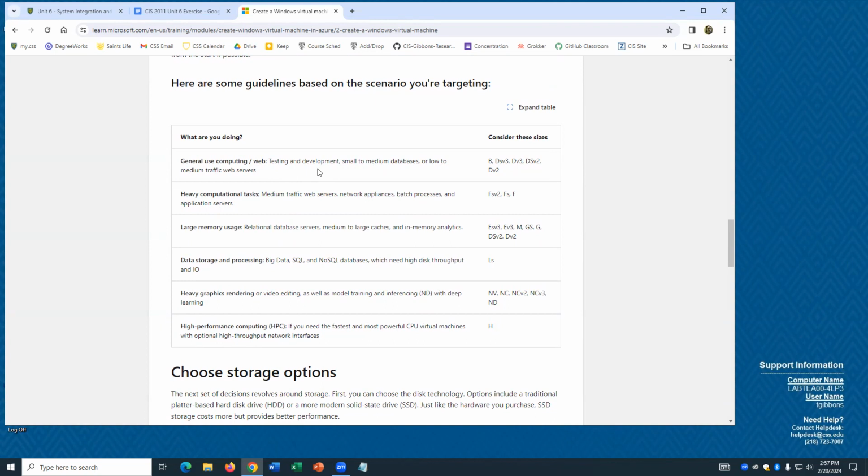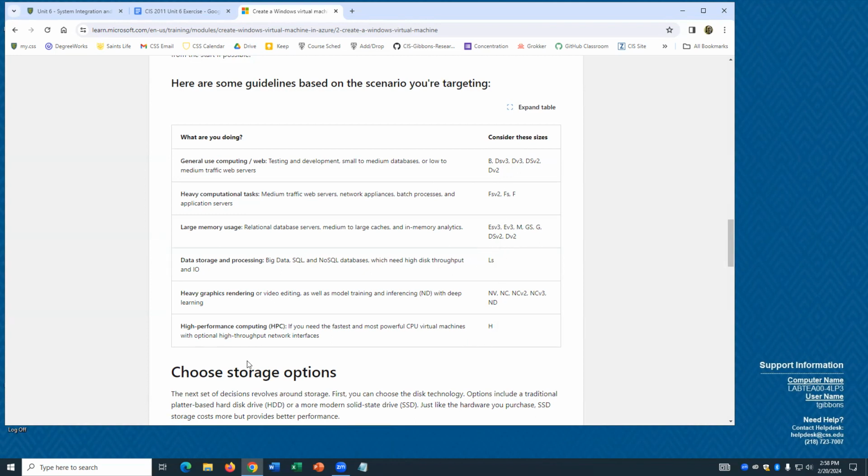So there are different sizes out there, and these companies have the weirdest names for these sizes. These are the Microsoft ones. For general web computing, there's good old size B, size DSV3, or just DV3 or DV2. For heavy computing, you can do an F or an FS. Data storage, you can do an LS.